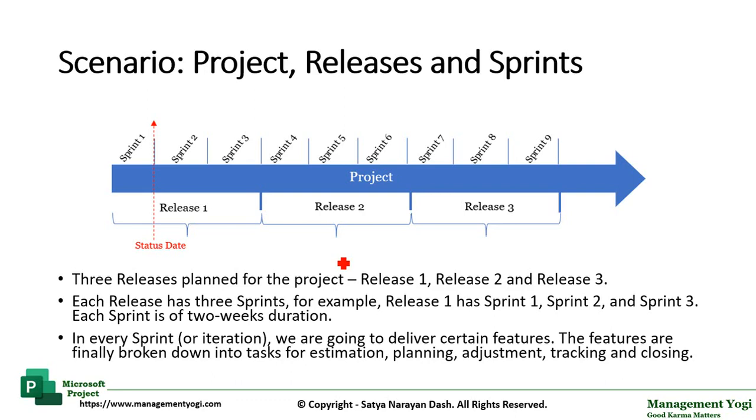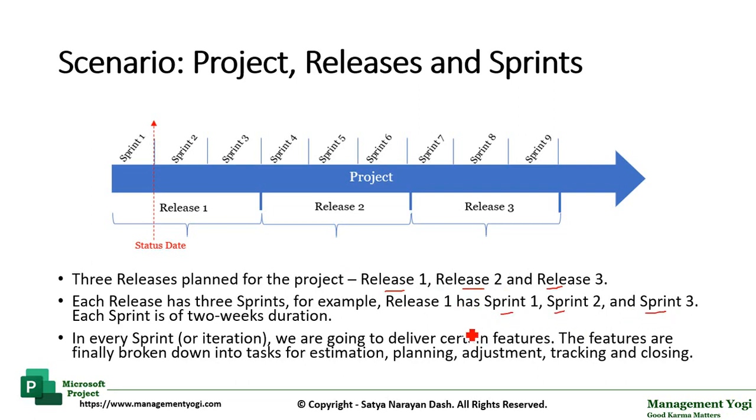Let us understand the current scenario as we close a sprint. For our project, we have 3 releases planned. The releases are Release 1, Release 2 and Release 3. Each release has 3 sprints or iterations. For example, Release 1 has 3 sprints and they are Sprint 1, Sprint 2 and Sprint 3.